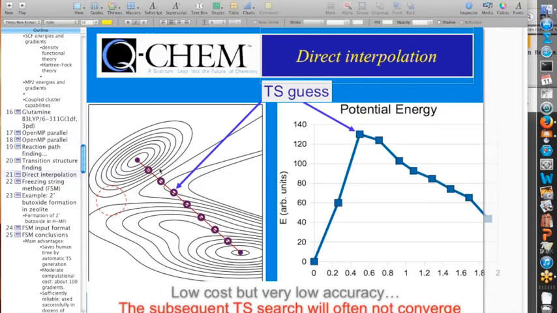And so this is illustrated on the left here, where we've got a reactant basin over here, a product basin there, and linear interpolation will be a valid path that joins them, but it won't be anything like a good guess at the transition structure. The transition structure in this case is in the vicinity of this little red circle. By contrast, the direct interpolation goes through very high energy intermediates, and so that means you get bad guesses at the transition structure.